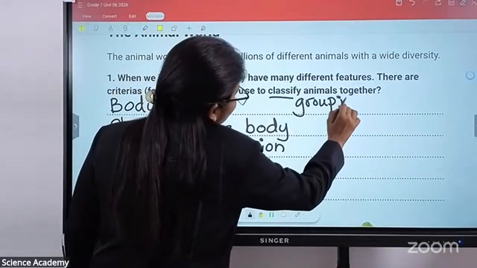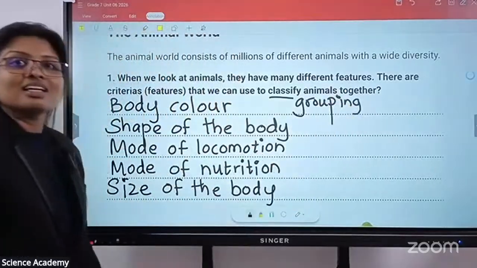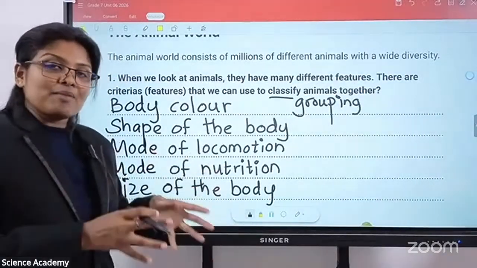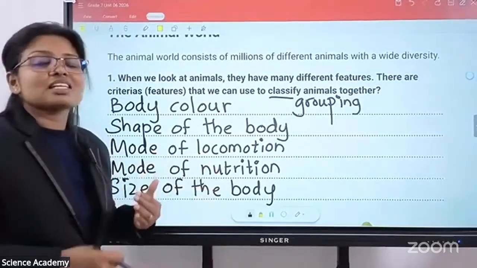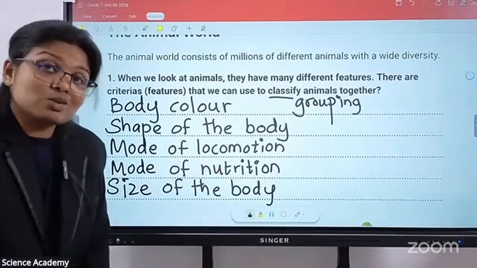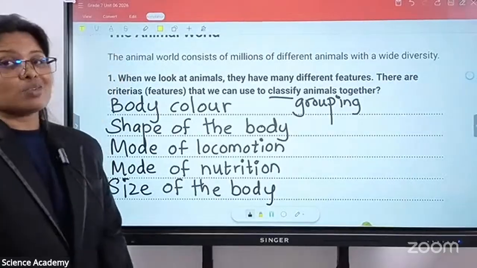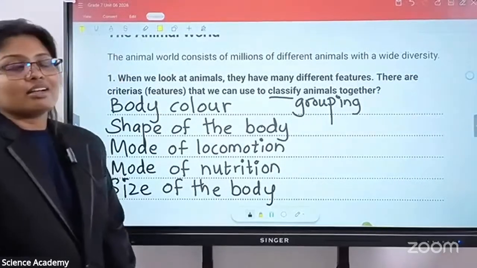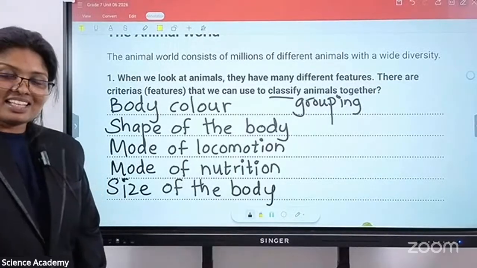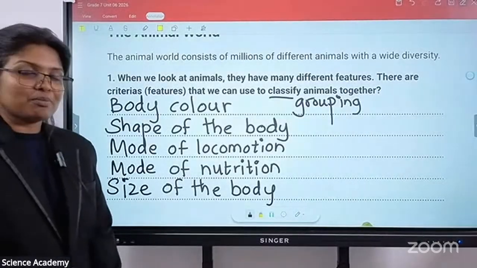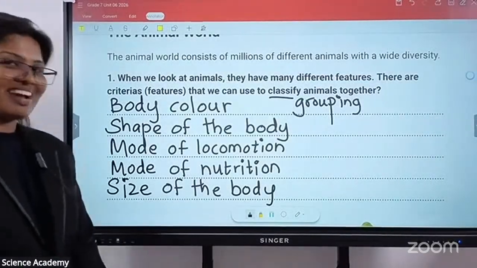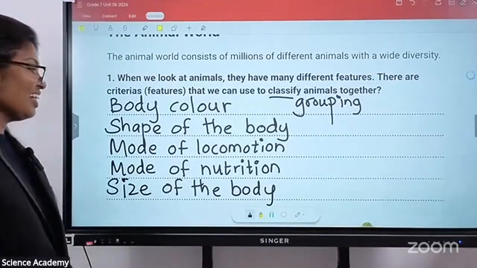But children, sometimes we use evolutionary bonds between these animals. We check their genetics, their genes also, and we create phylogenetic trees showing evolutionary relationships. You don't need those. That is not needed.